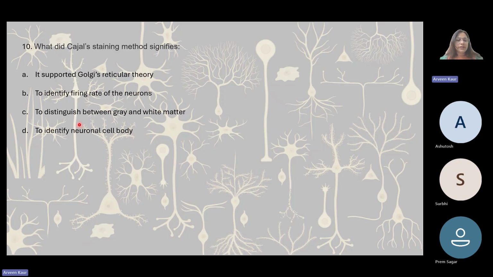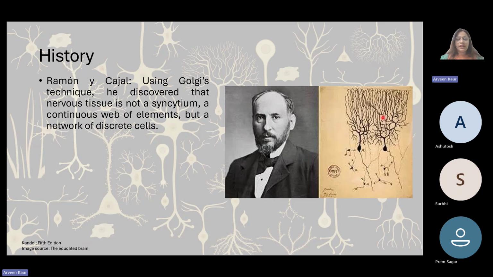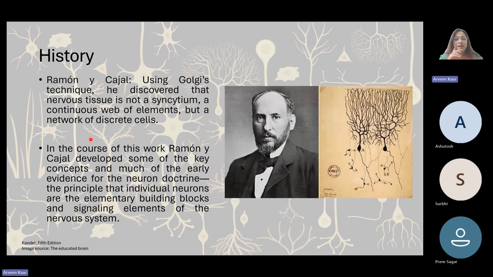Rate of firing he could not understand, but he could identify the various kinds of neuronal cell bodies, for instance. That is also one of the reasons why the reticular theory was disproved, that it is not one continuous network of the same cell, because there are different kinds of neurons present. So Ramon Cajal actually used Golgi's technique, but he discovered that nervous tissue is not a syncytium or a continuous web of elements, but rather a network of discrete cells, as we have talked about before.